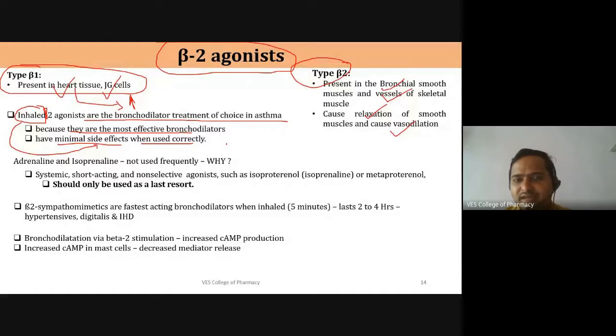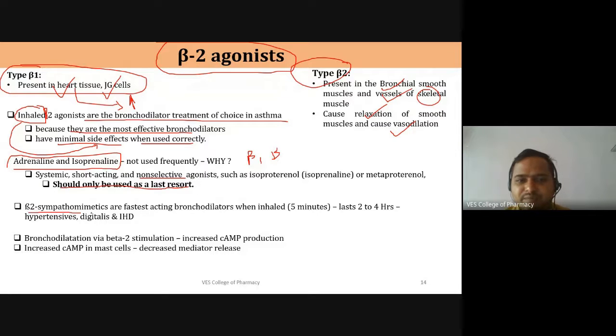If we use the bronchodilator systemically, we are able to see other effects, like skeletal muscles will also get affected. If we use the non-selective ones like adrenaline and isoprenaline, in those cases also we'll get more side effects. So why are we not using adrenaline and isoprenaline frequently? The reason is they are non-selective, because they act on beta 1 as well as beta 2. So because of that we are able to get various heart-related problems. So they should only be used as a last resort.